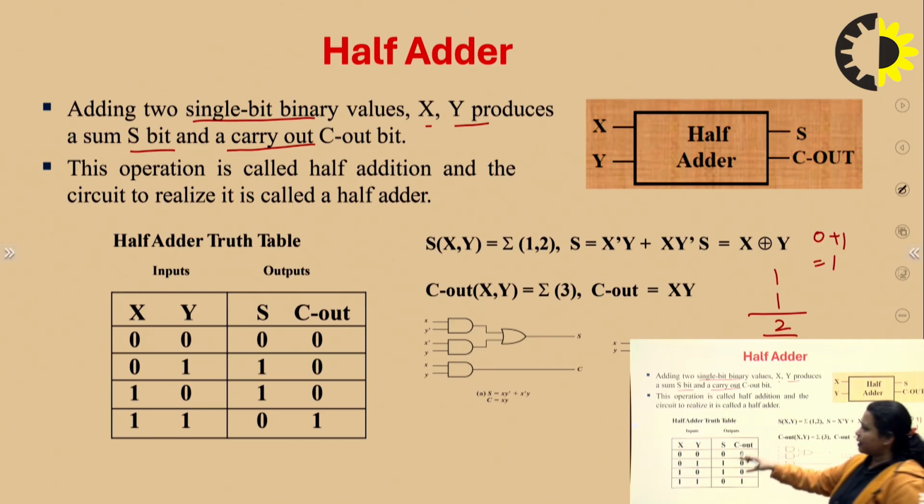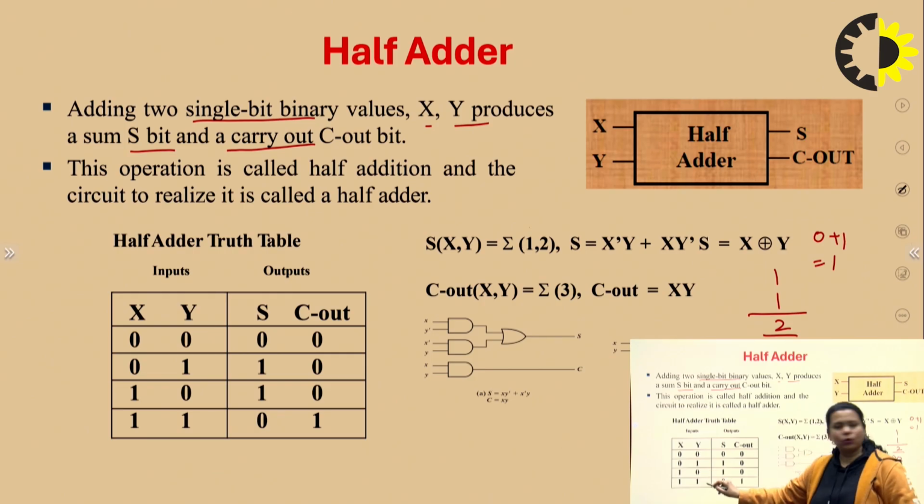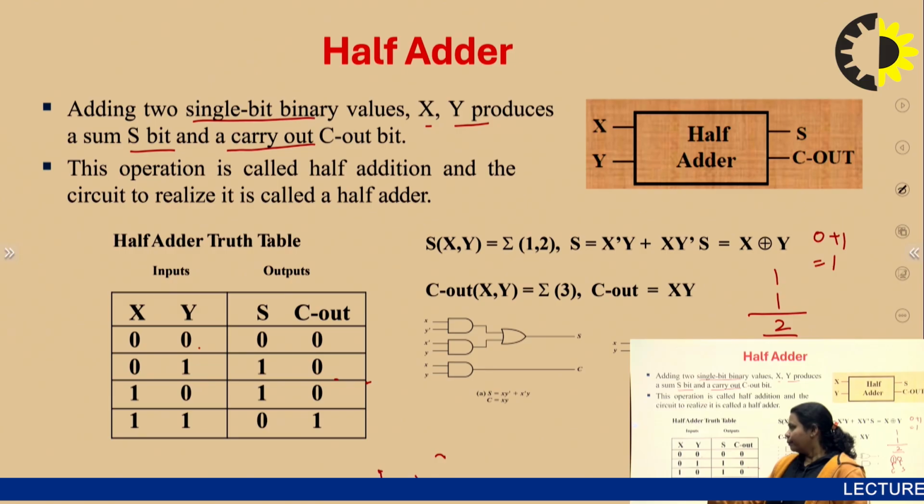So I have made a truth table. In this truth table we are using 2 bits, so there are 4 possible combinations: 0 0, 0 1, 1 0, 1 1. How will we write the sum? 0 plus 0 is 0, so the sum is 0 and the carry is also 0. 0 plus 1: the sum is 1 and the carry is 0. 1 plus 0 is again sum 1, carry 0. But when there is 1 1, then 1 plus 1 is basically what?